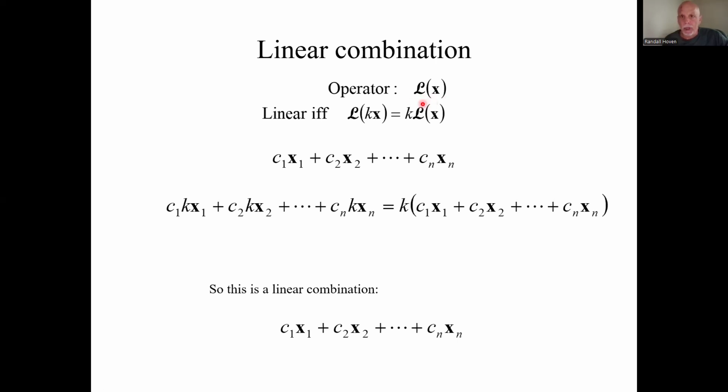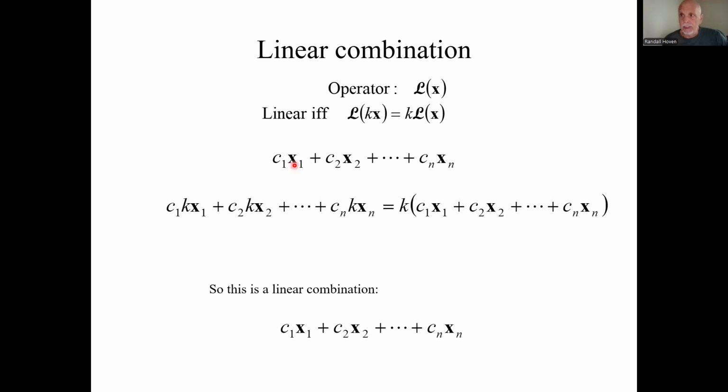Say this is an operator, some operation on X in general. We say it's a linear operator if this is the case. If you multiply its argument by a constant, it's the same as multiplying the whole operator by that constant. So let's look at this combination.